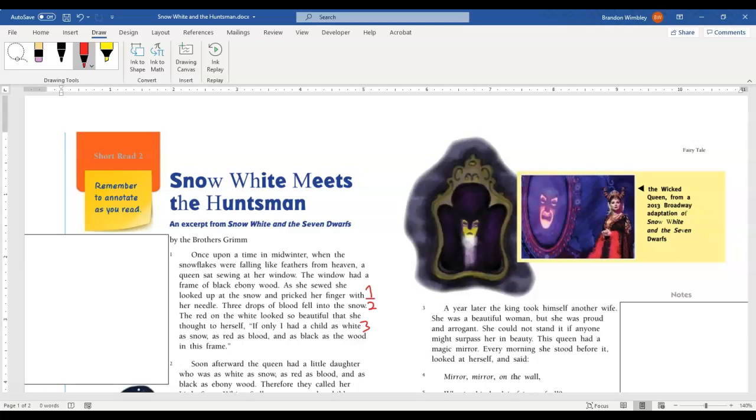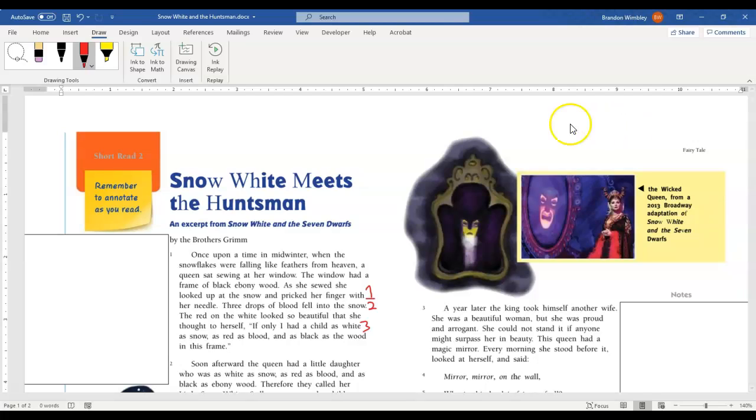So, based on my knowledge of the story of Snow White, I think this part is important. It's key event number 3. So the vivid description of this paragraph helped me visualize the scene. That snow, the frame of the wood, and the blood is really getting those colors in my head. So I can clearly imagine the red blood on this white snow in that black window frame.